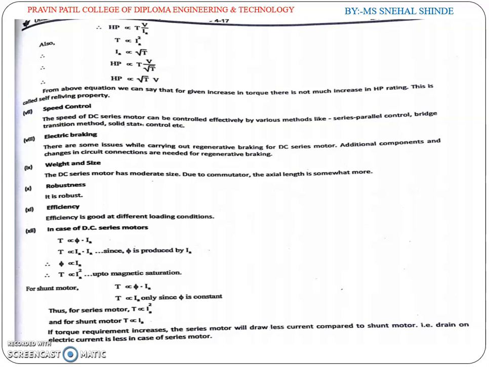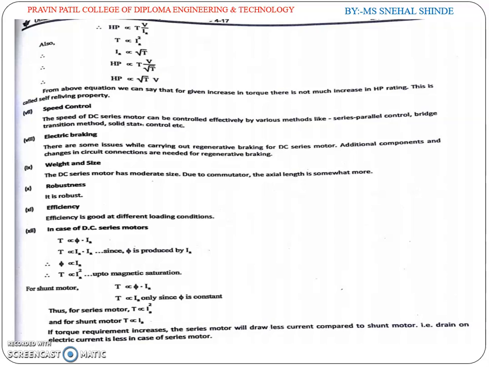For regenerative braking. Weight and size: the DC series motor has a moderate size due to the commutator. The axial length is somewhat more. It is robust, and its efficiency is good at different loading conditions.